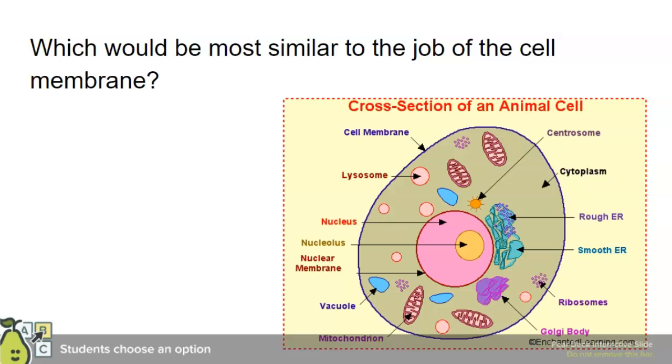So which would be most similar to the job of the cell membrane? All right, the door to the kitchen, right? It's going to allow things in and out of the kitchen.